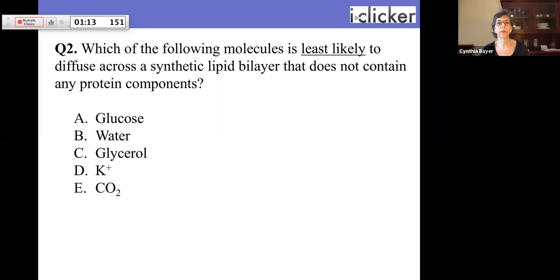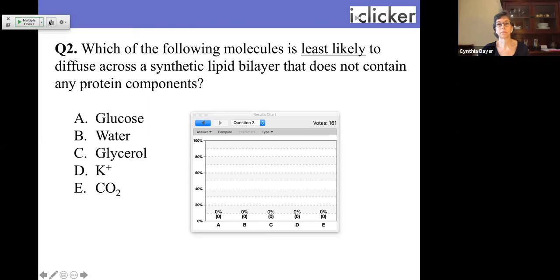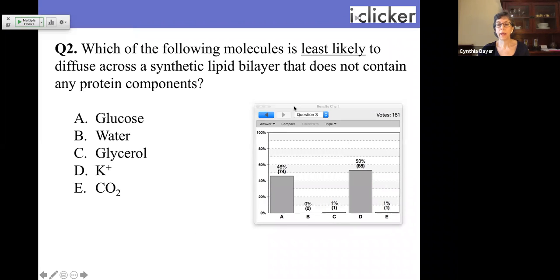Okay, so identify which one do you think is going to have the hardest time or impossible to actually cross a lipid bilayer? Everybody okay? Had a chance to vote? All right, let me close it up. And there actually are two possible answers. Both A and D are correct.